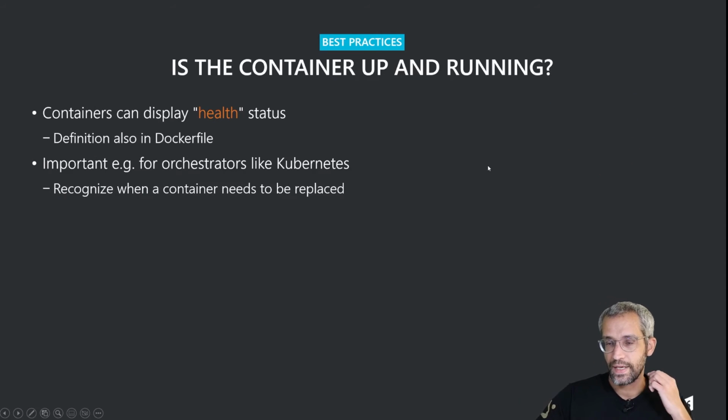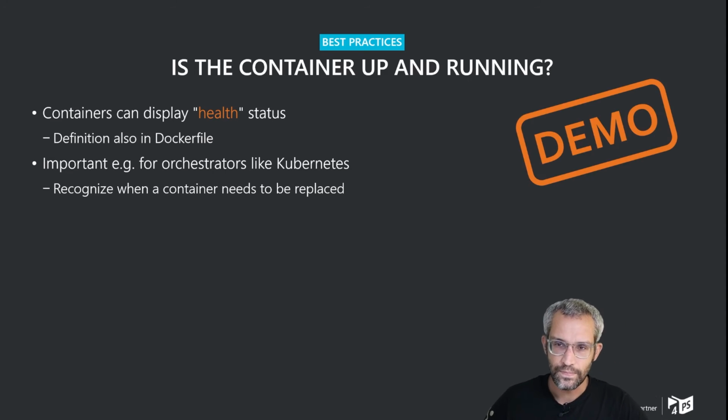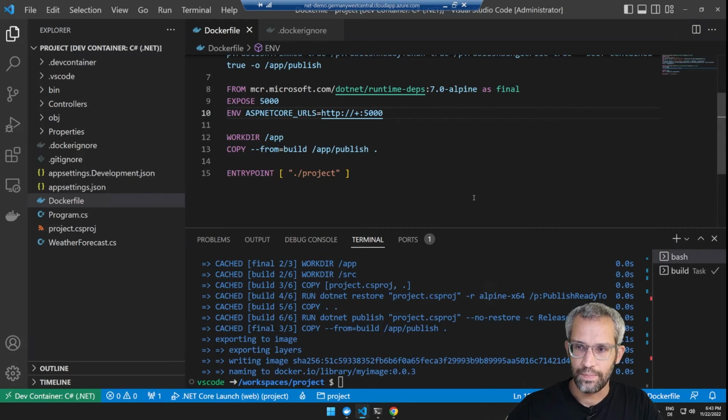Okay, another thing that is interesting and best practice is that a container should typically have a health status. We also define that in the Dockerfile, and it is a way how a container can let, for example, an orchestrator like Kubernetes or Docker Swarm or whatever know that the container is still healthy. And if the container is no longer healthy because the application has crashed or we run into an unexpected error or whatever, then the orchestrator can recognize that something is wrong and can replace that container. Let's take a look how we can make that happen.